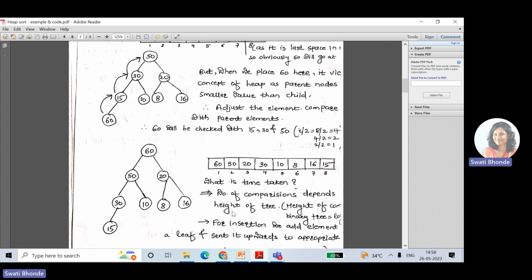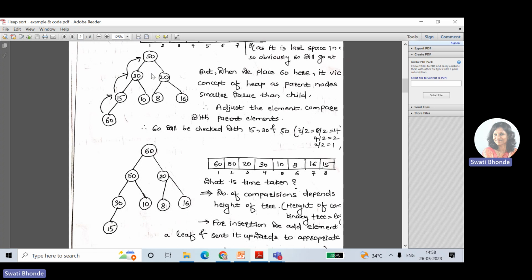So how much time is taken for the heapification process? The number of comparisons to be performed depends on what? They depend on the level. And you know, level is nothing but the height of the tree, right? So the height of a complete binary tree is log n to the base 2.